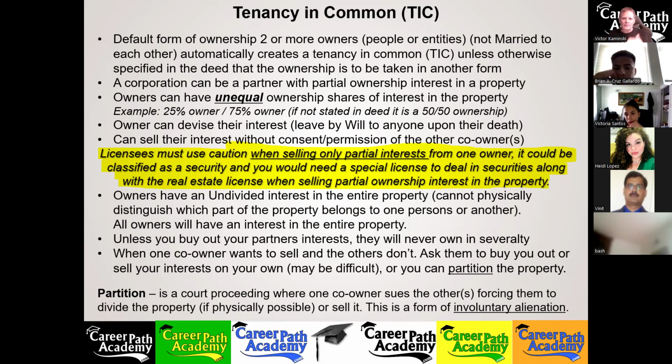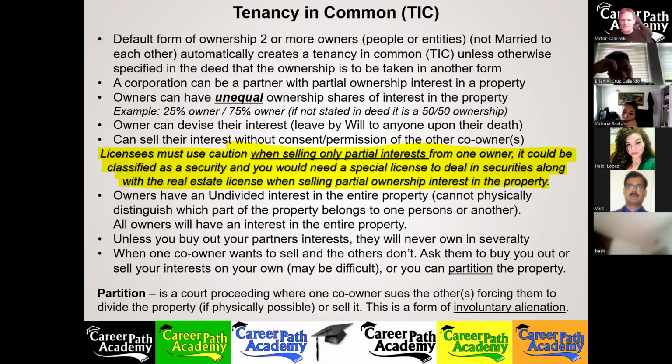I say just avoid it. Tell the person to try to sell their partial ownership interest on their own, unless all the partners are looking to sell the property and liquidate the property. Then we can help them. But if only one of them is selling their partial ownership interest, that could be classified as a security, and then we would need somebody involved that has the proper licensing to sell it.